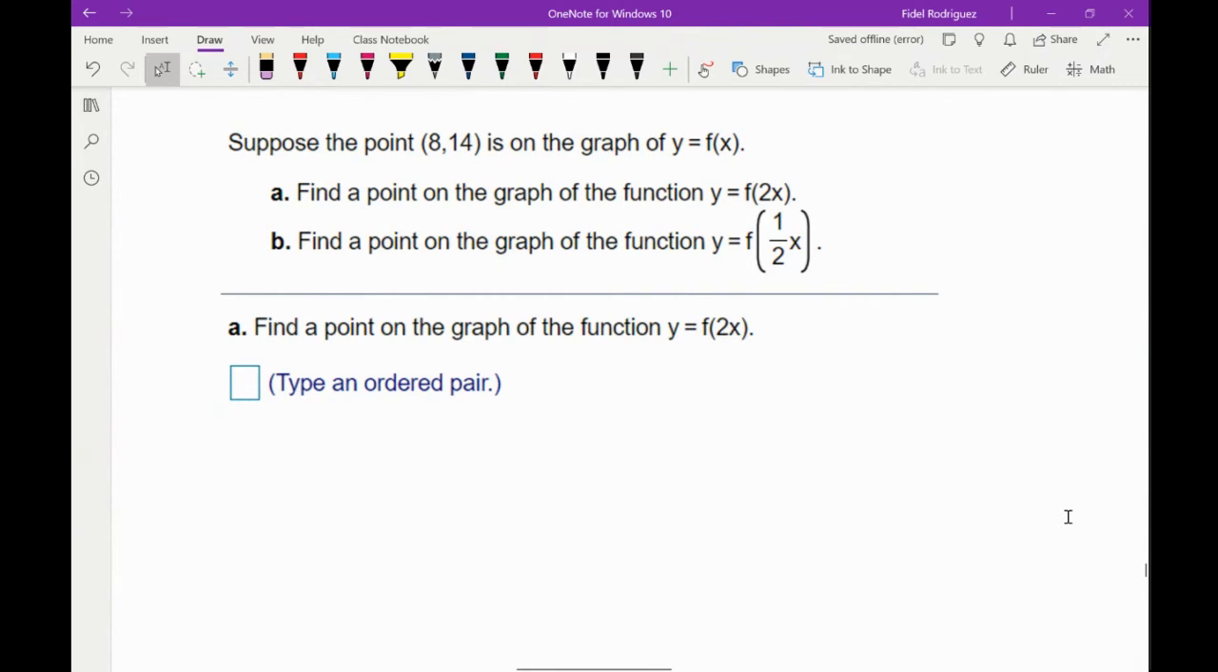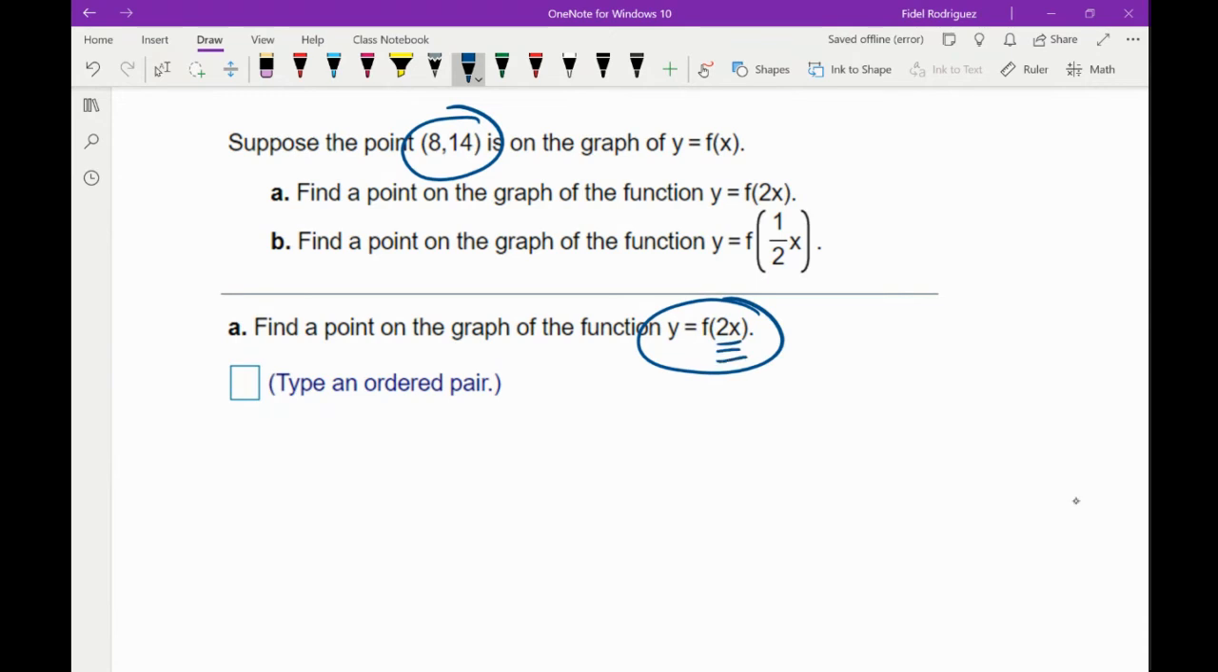Okay, so let's go ahead and see if we can figure out this problem. It says, suppose the point (8, 14) is on the graph of y = f(x). Find a point on the graph of the function y = f(2x). Okay, so let's see if we can do that. Here's the original point that I have, right? Now we're going to find a point on y = f(2x).